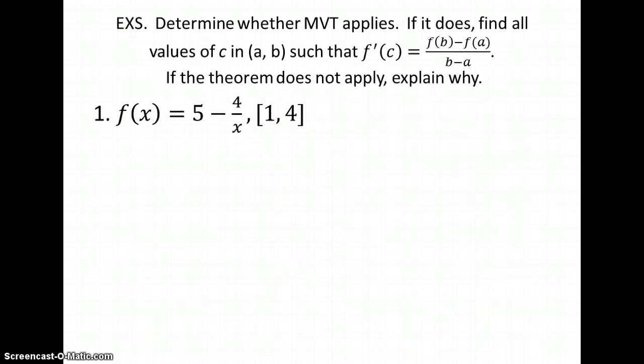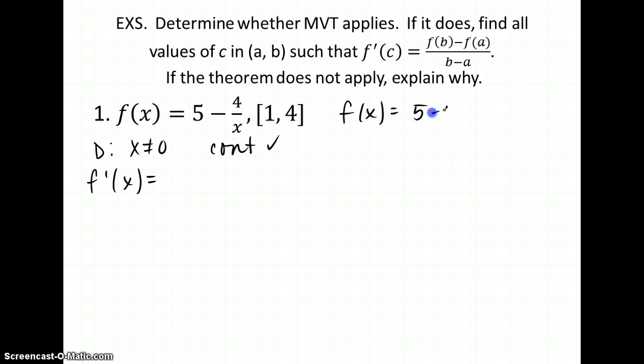So determine whether the theorem applies. If it does, use the conclusion. Find where the derivative is equal to the slope of the secant line. If the theorem does not apply, explain why. Alright, so continuity and differentiability. When I look at the domain of this function, x can't equal 0. That's not in the interval from 1 to 4 though, so it is continuous on the interval. F prime of x is 4x to the negative 2, 4 over x squared. Same domain restriction, but again, 0 is not in the interval, so it is differentiable in the interval. And they're the only two conditions you have to show.